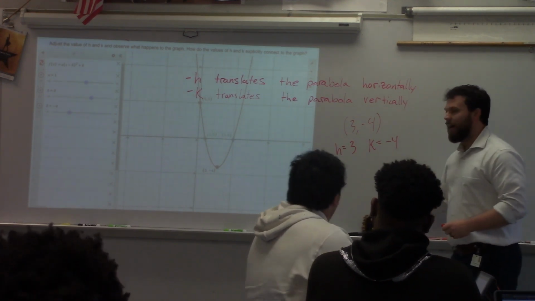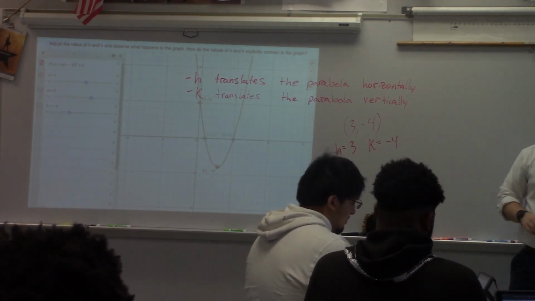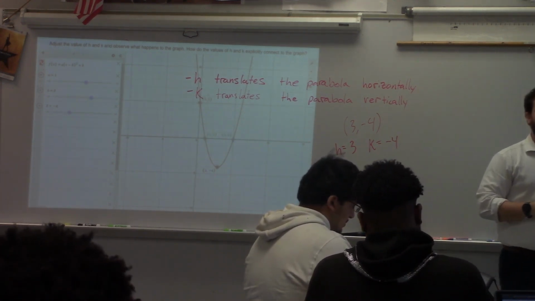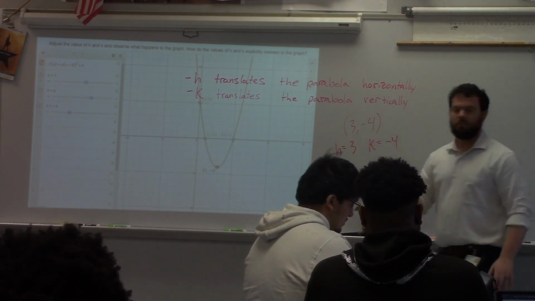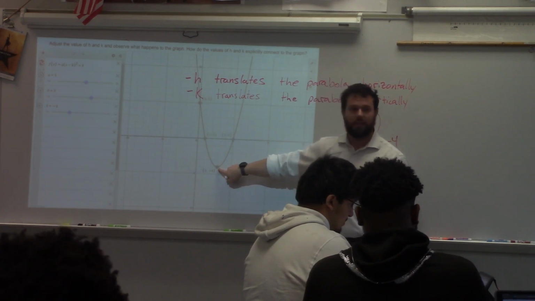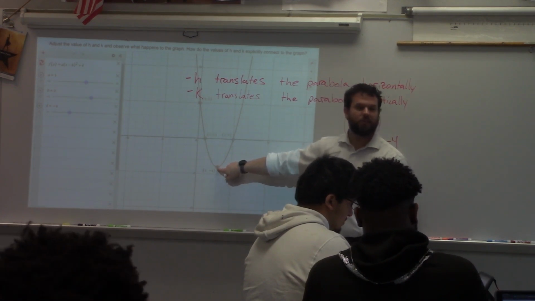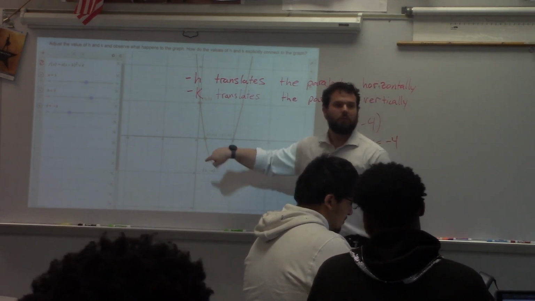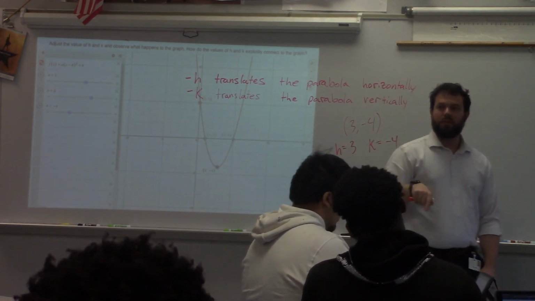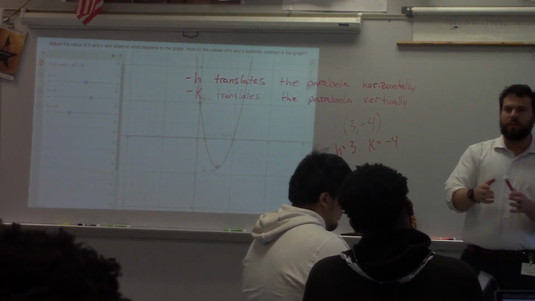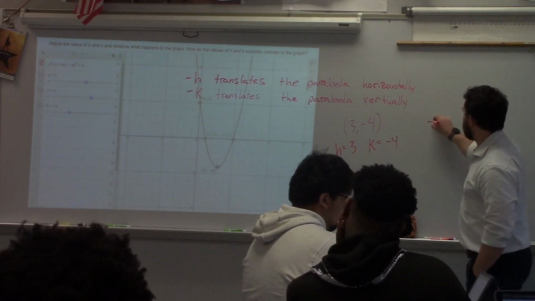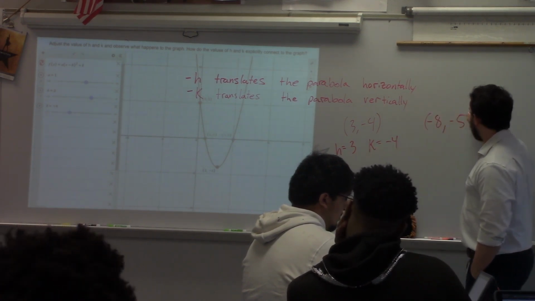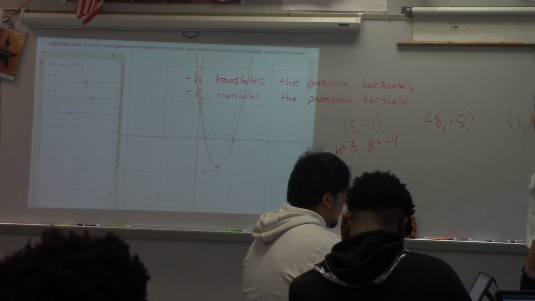Can I get someone who has a vertex other than 3, -4 to tell me what their vertex is? By the way, we know how to identify the vertex, right? The vertex, the relative minimum or relative maximum, is the black point. Can I get someone to give me a vertex other than 3, -4? Based on what they see on their computer: -8, -5. Okay, hold on, we'll pause there a second.